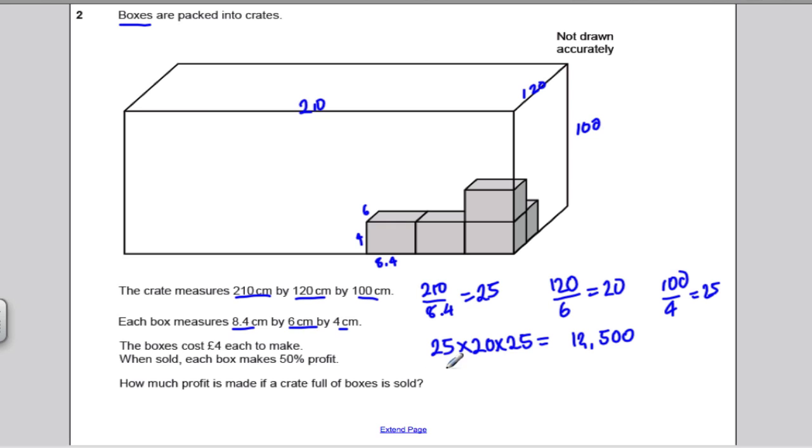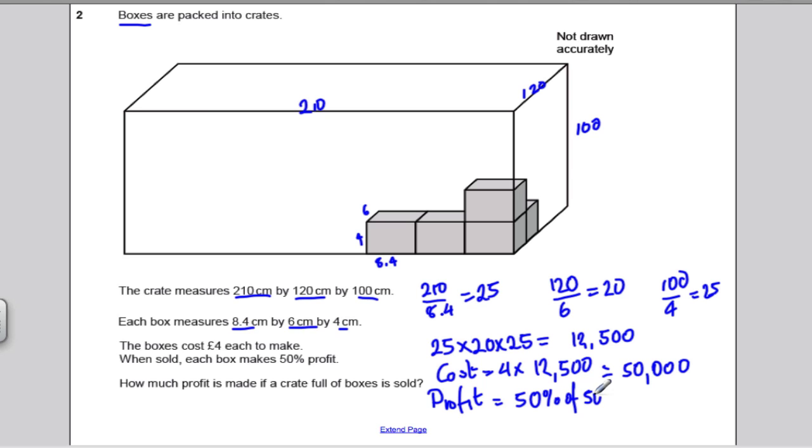Each box costs £4 to make, so the total cost must be 4 multiplied by 12,500, and we're going to get 50,000. How much profit is made if the full crate of boxes is sold? The box makes a profit of 50%, so we just have to work out the profit is 50% of the cost, so it's 50% of £50,000, which is simply £25,000.